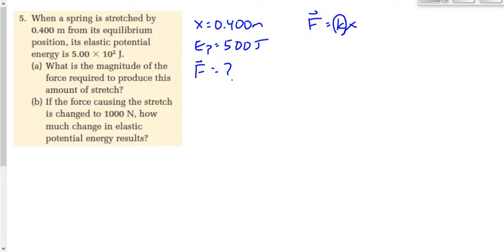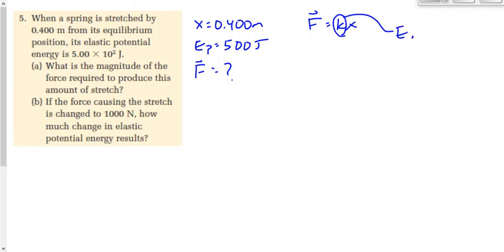We have this time a displacement of 0.400 meters, and we have an elastic potential energy this time of 500 joules. We want to find the force. We'll worry about question B later on. Probably looking for the force, probably going to use kx, but we got a problem with that. We don't know what k is. All right, how are we going to find k? Using the other equation, right? EP is equal to 1/2 kx squared.